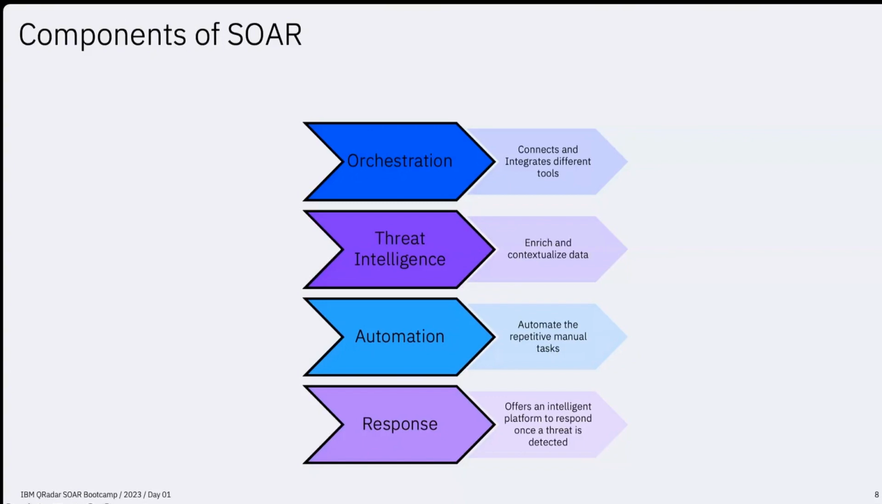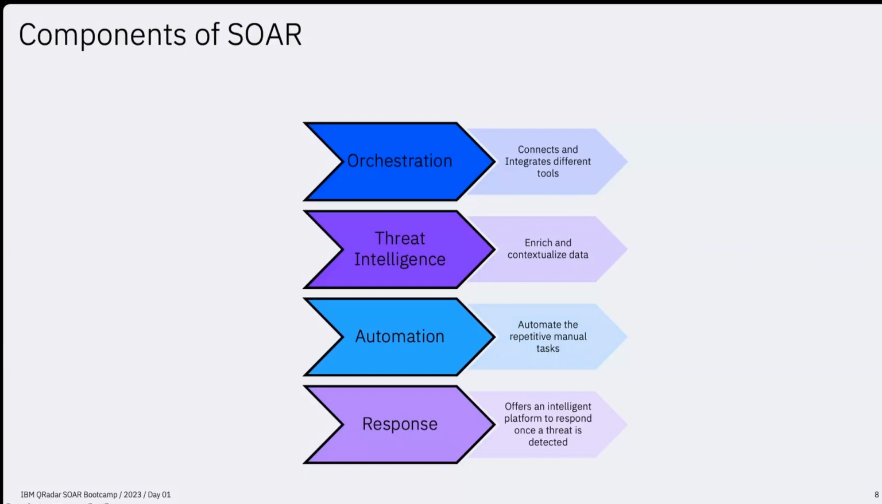So we covered orchestration, automation, response. Now, what is threat intelligence? This is where threat intelligence comes into the picture when we're talking about QRadar SOAR or any SOAR platform. Threat intelligence plays a pivotal role in the effectiveness of SOAR by providing the contextual information needed to make informed decisions and automated responses. It enriches the data that SOAR platforms use to detect, analyze, and respond to security incidents. So let's take an example to understand how threat intelligence comes into the picture. Imagine a financial institution that uses QRadar SOAR and detects suspicious network traffic originating from a specific IP address. Here is where threat intelligence comes into play.